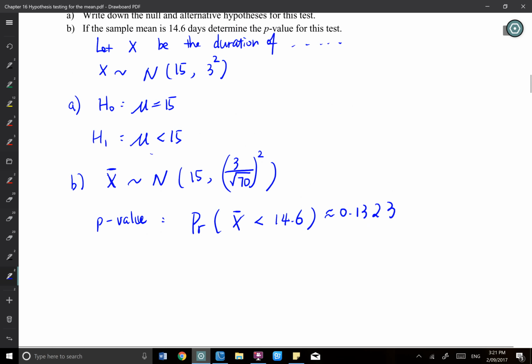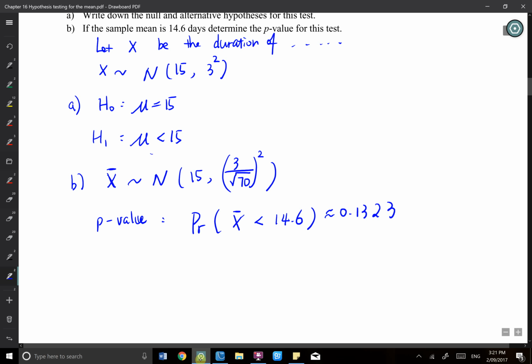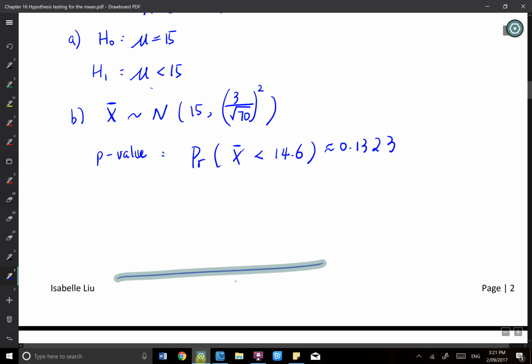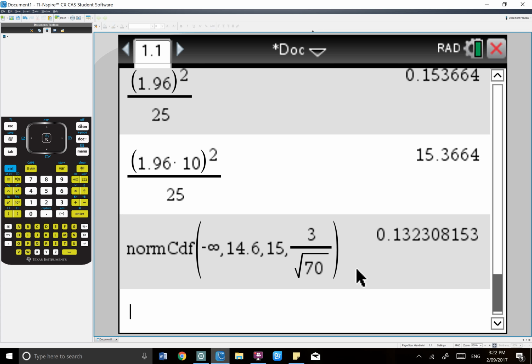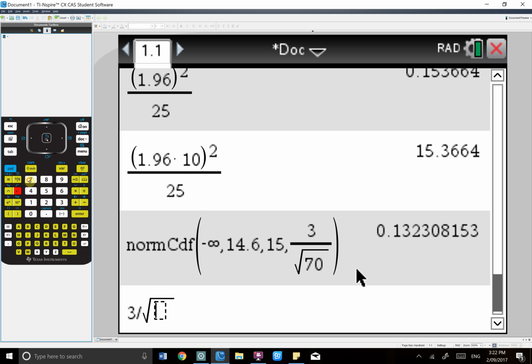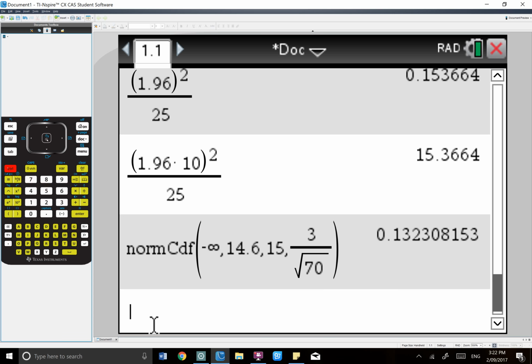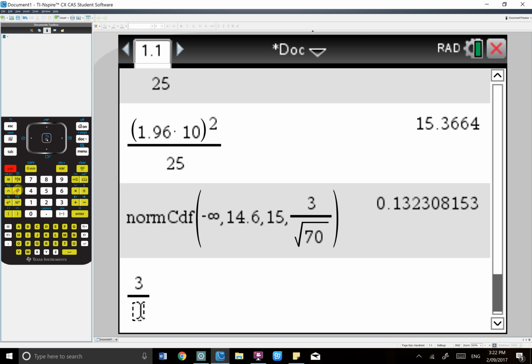Let's sketch on this graph the distribution for x bar. It's a normal distribution with mu 15. And then it's an observed value. Well, the standard deviation is that. Let's calculate what the standard deviation is. 3 divided by the square root of 17.